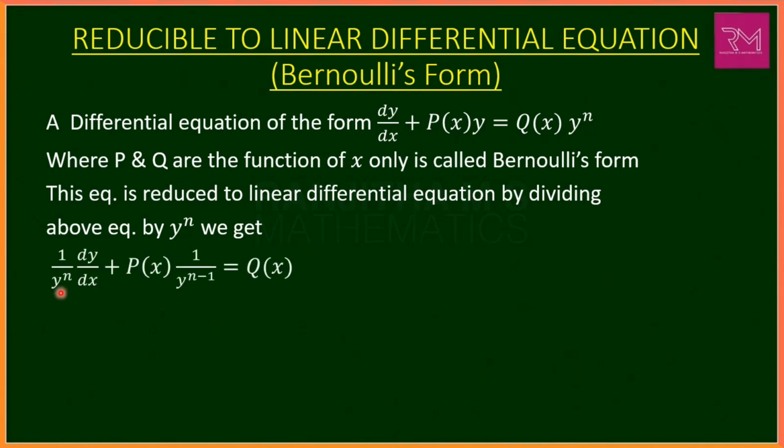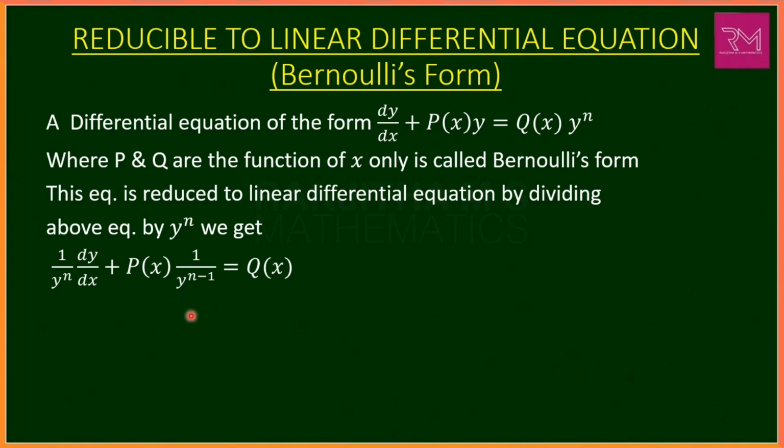We get 1 by y power n into dy by dx plus P of x into, here we have the y term divided by y power n, which means if we take this y to the denominator and simplify, we get 1 by y power n minus 1, which is equal to Q of x. Now if we divide this equation by y power n, the equation reduces to this. This is not a linear differential equation form.